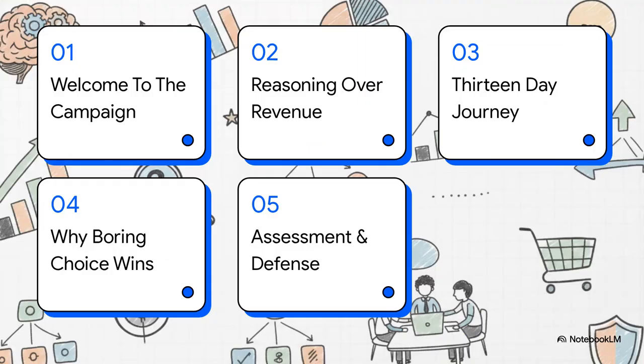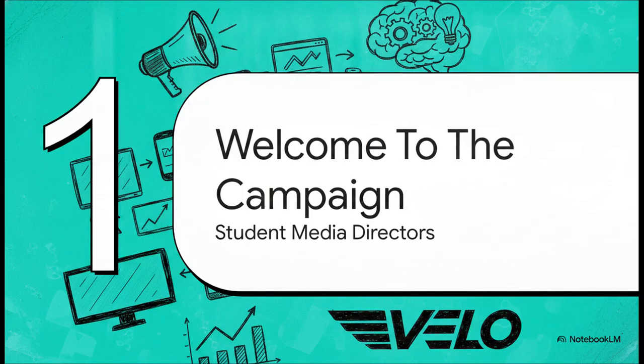So here's our roadmap for the explainer today. We're going to cover everything from the basic mechanics to the underlying math and grading. We'll start with Welcome to the Campaign, then look at reasoning over revenue, walk through the 13-day journey, explore why boring choice wins, and finally wrap up with assessment and the defense. All right, Section 1, Welcome to the Campaign, where your students step into the shoes of solo media directors.